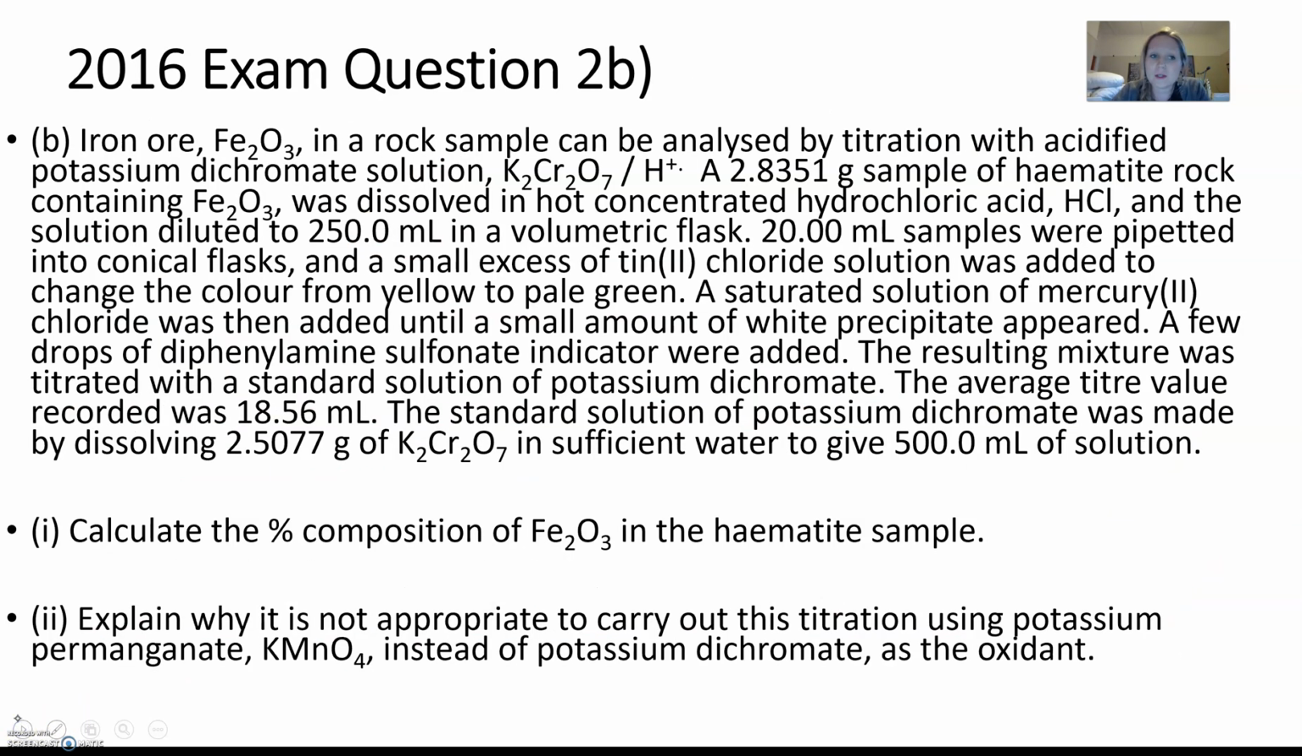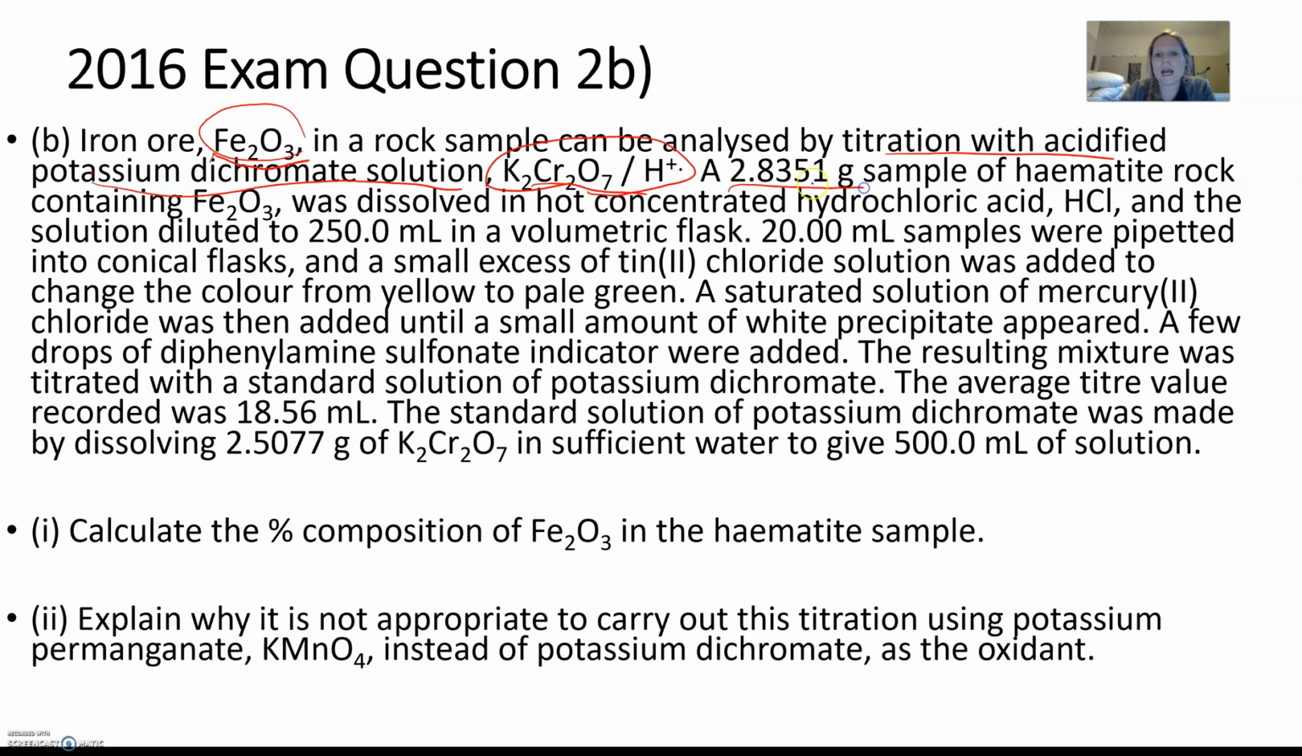So here's the next question that we're going to go through today. This is 2016 2B. So iron ore, Fe2O3, in a rock sample can be analysed by titration with acidified potassium dichromate. So the first thing to note is they're telling you that the titration that we're focusing on today is between Fe in the iron oxide and dichromate, okay? So this is the main thing.